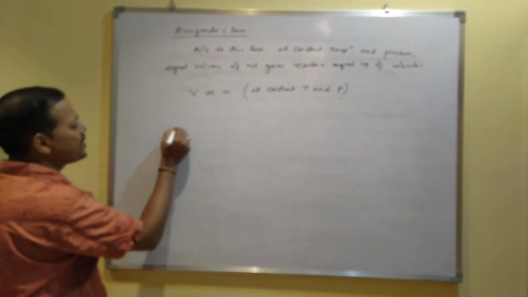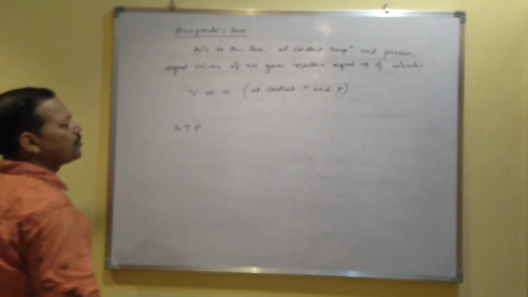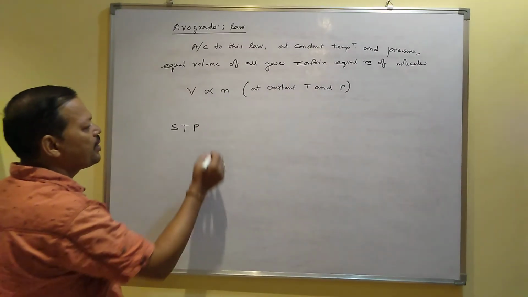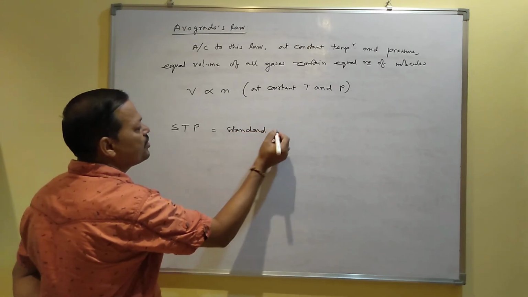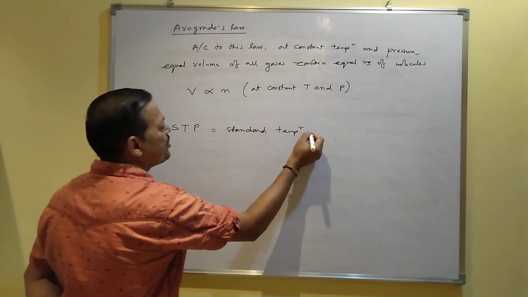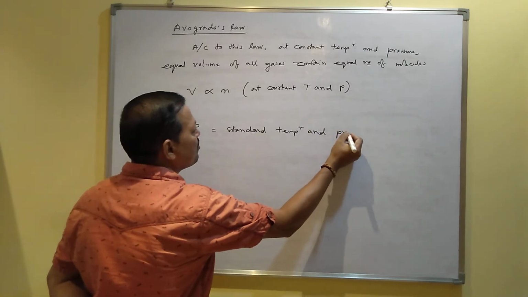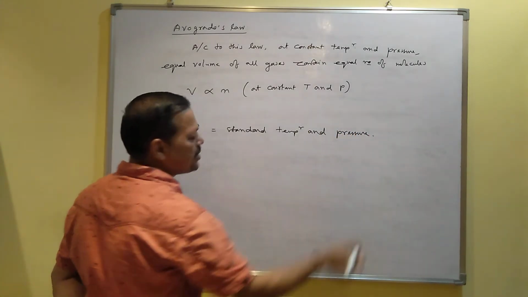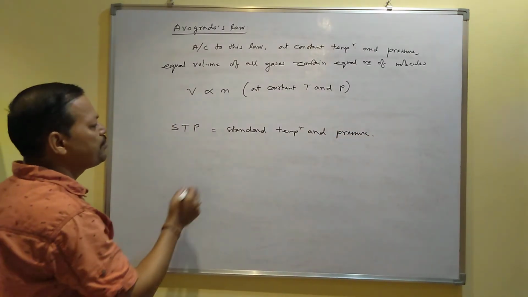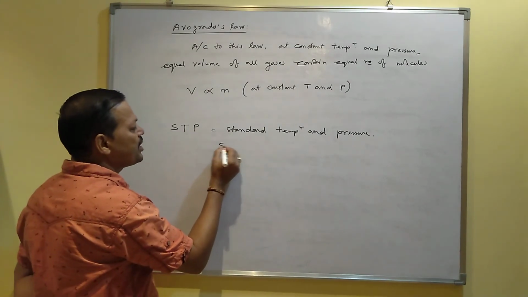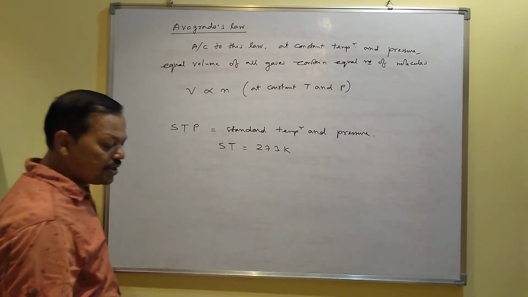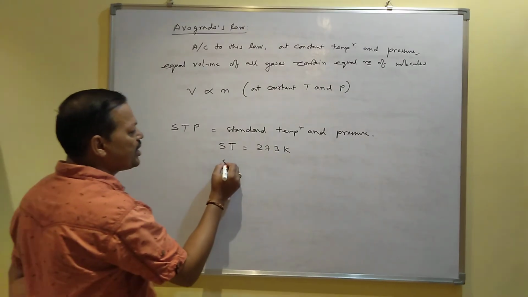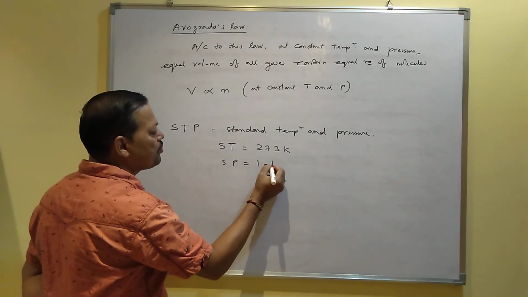Achha, do you know STP? What is the full form of STP? STP means standard temperature and pressure. And at STP, the standard temperature is always considered as 273 Kelvin, I mean 0 degree Celsius, and the standard pressure is considered as 1 atmosphere.